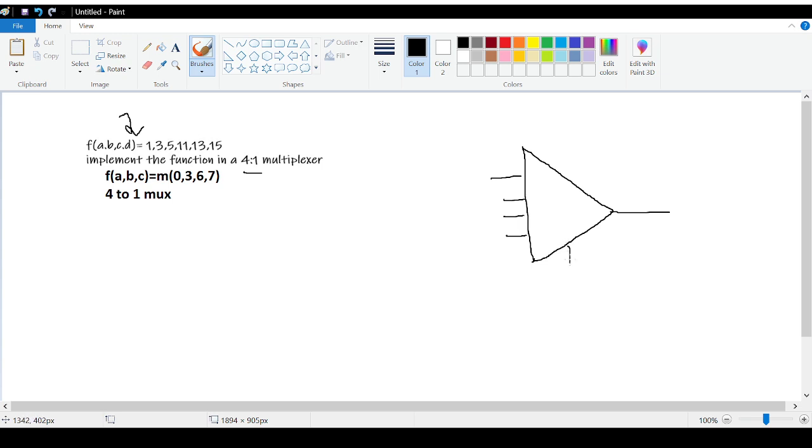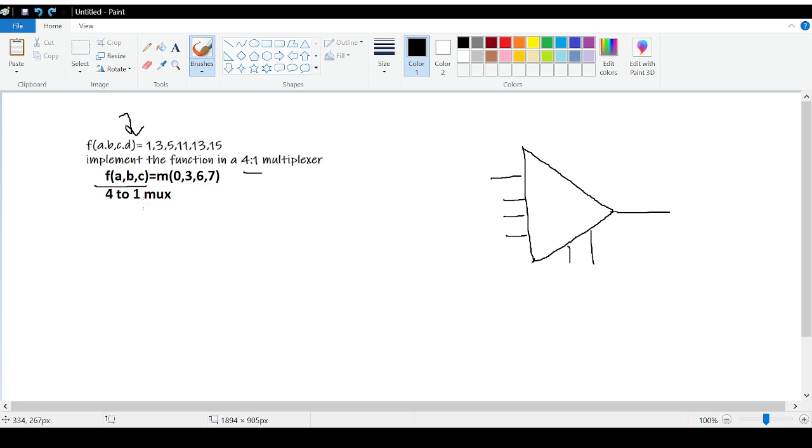Two selector bits. Okay, so if you remember this function, let's discuss this example first. This function can be easily implemented if it was an 8 to 1 mux, because an 8 to 1 mux has 3 selector bits. So we would have passed all these inputs through the selector bits, and we would have connected these inputs with 1 and the rest to ground. That's how we can do it very easily.